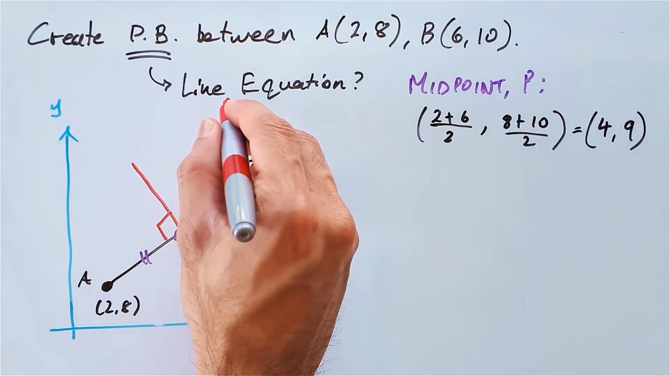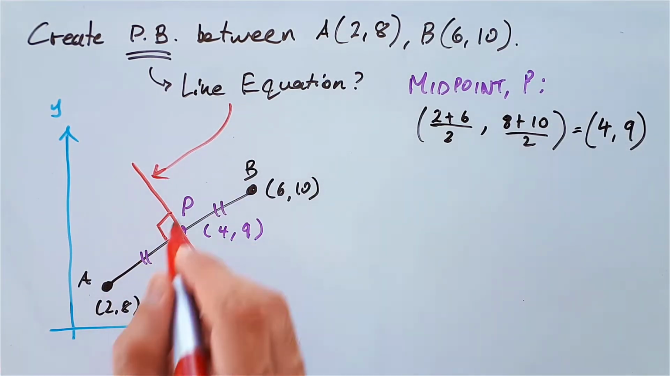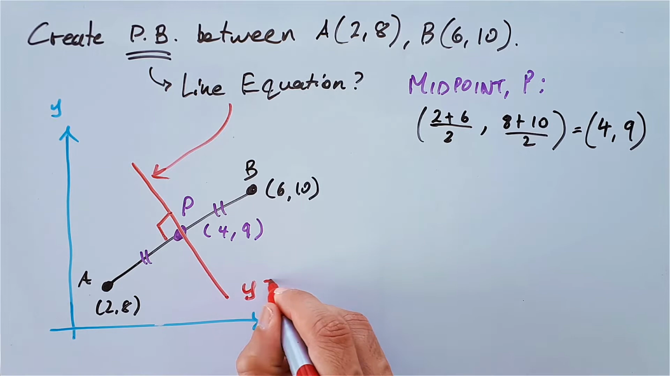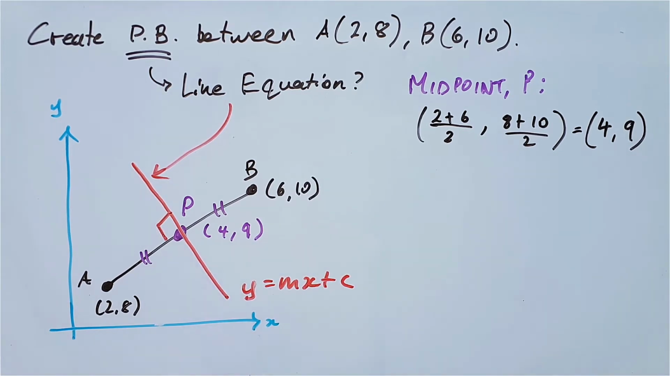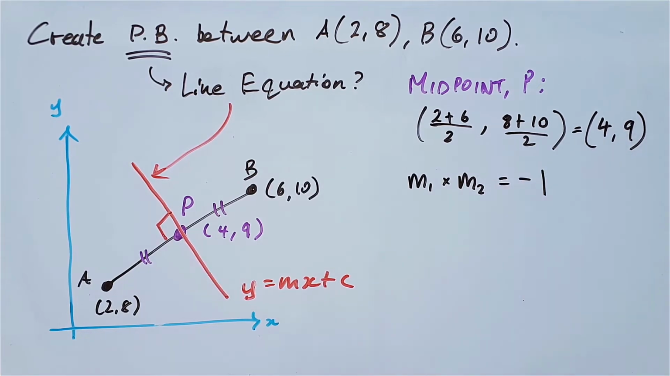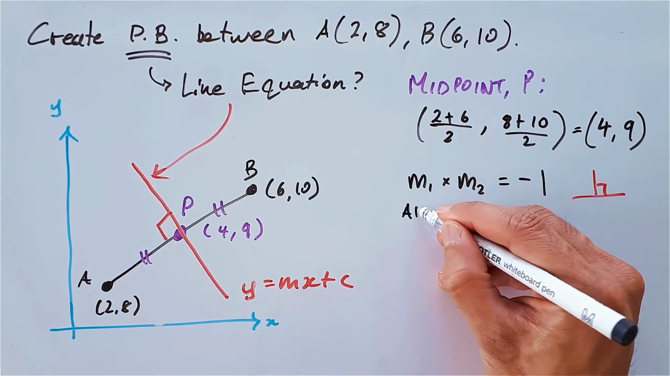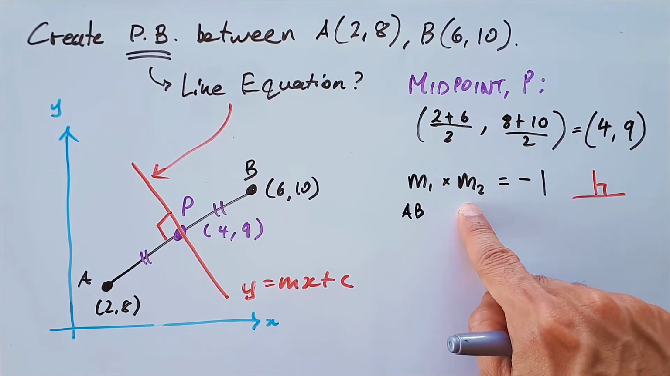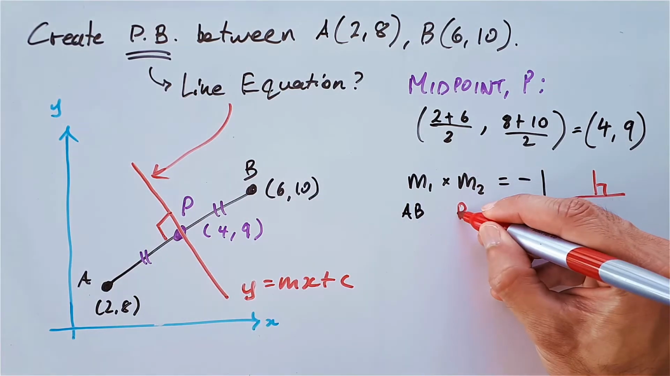A line equation is the best way to describe it, so we will need to find something in terms of y equals mx plus c. A useful relationship to know here is m1 times m2 equals -1. These are the gradients of two lines perpendicular to each other. m1 is the gradient of line AB. m2 is the gradient of the perpendicular bisector line.